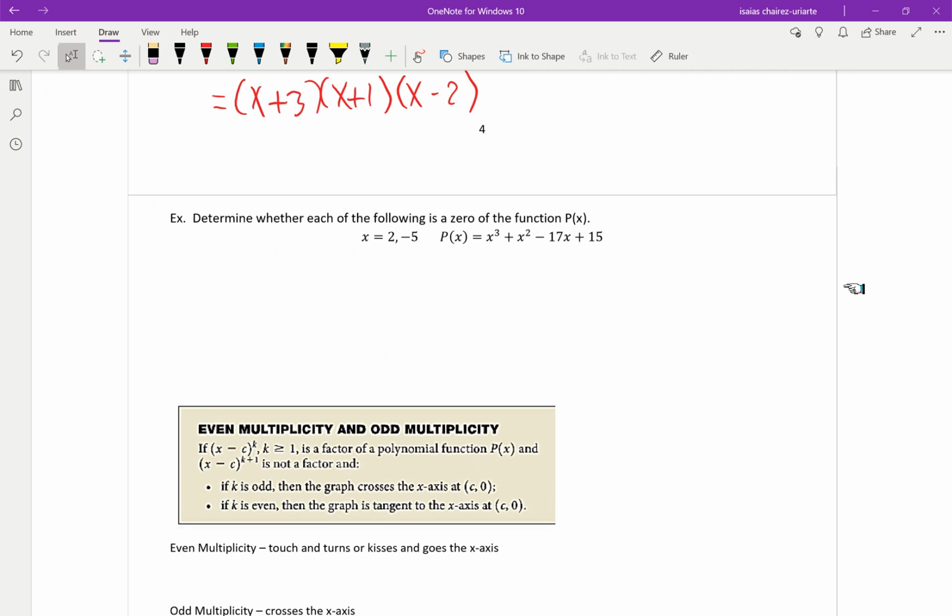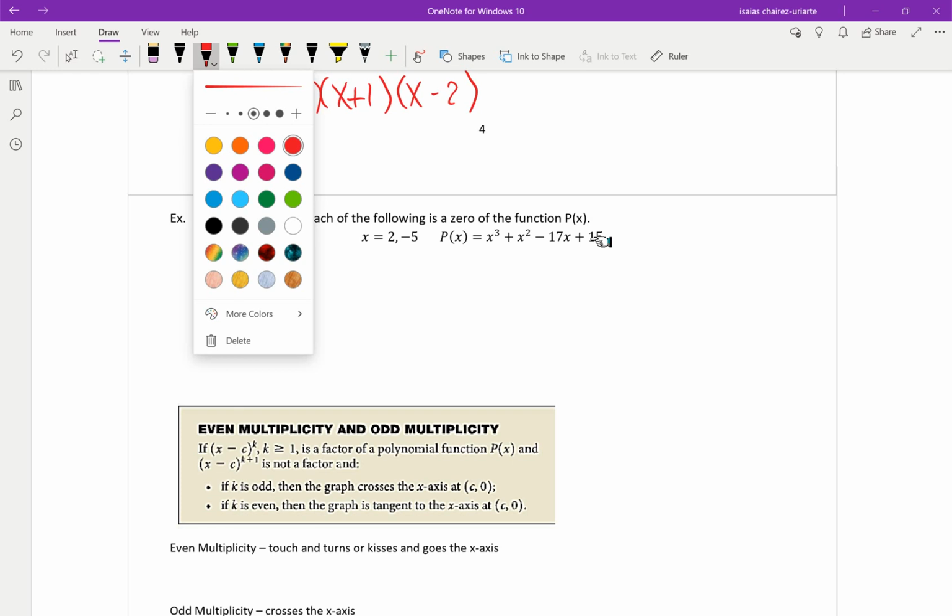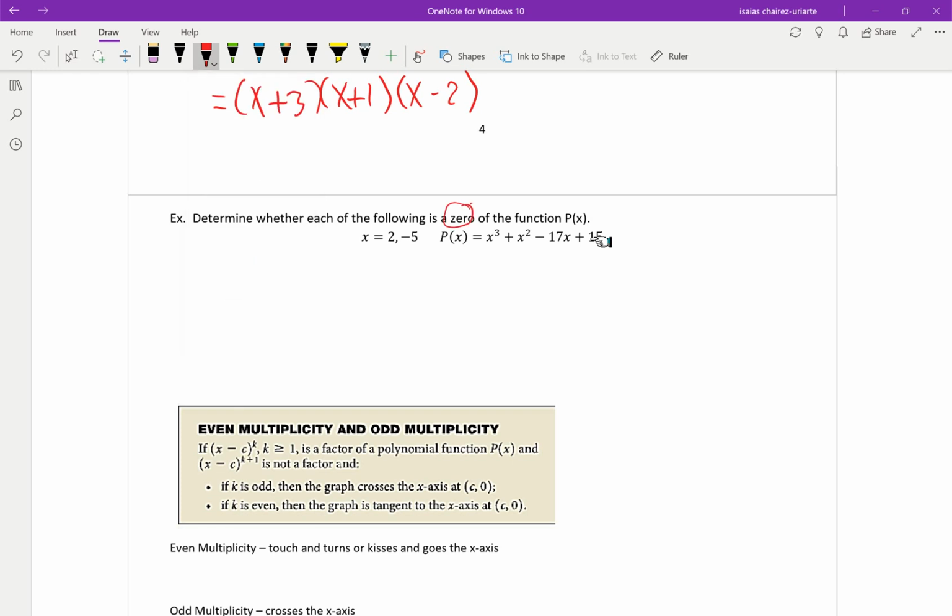Let's continue. In the next example, we're supposed to determine whether or not these values of x, 2 and negative 5, are solutions or zeros or x-intercepts for this particular polynomial, x to the third plus x squared minus 17x plus 15. Pause the video, see if you can determine if they are solutions or not. All right, so hopefully you've determined whether they're zeros or not. And remember that by zeros we mean x-intercepts as well.